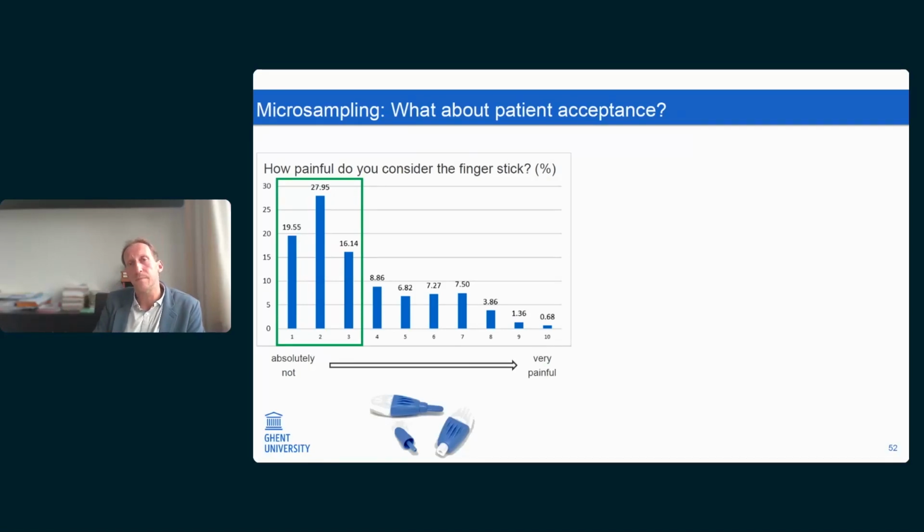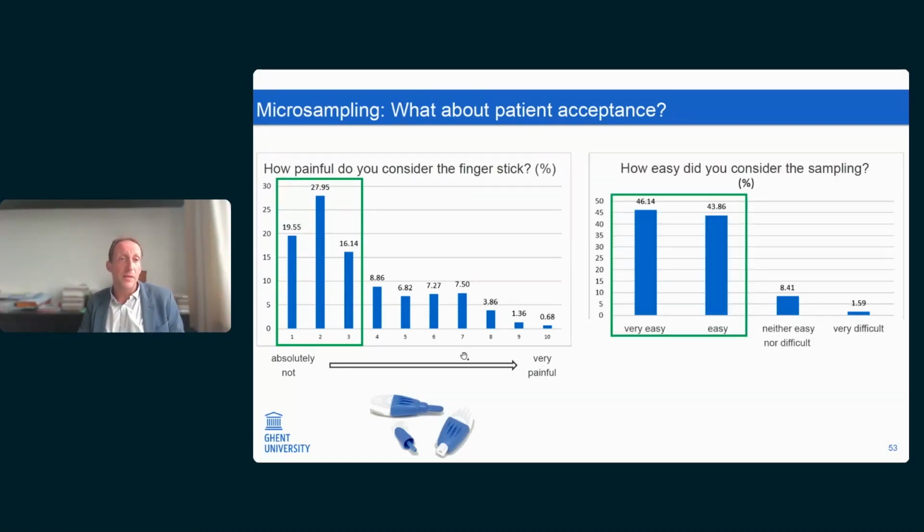Also, if we look at patient acceptance, and this is again from a study that we performed, we asked the question whether patients considered the finger stick really painful, and the majority considered it not that painful at all. If the patients were asked if they considered the sampling quite easy, over 90% considered the sampling at home very easy to easy. And importantly, these were first-time users.